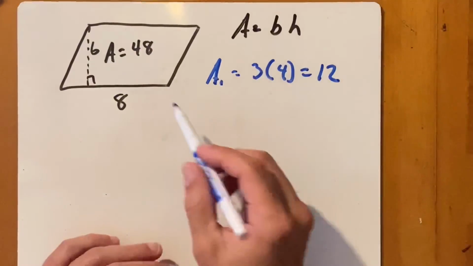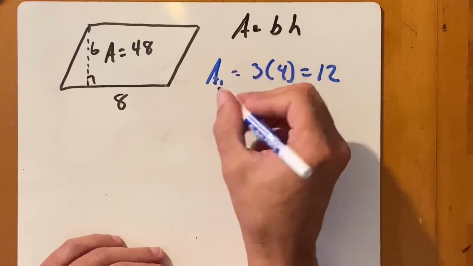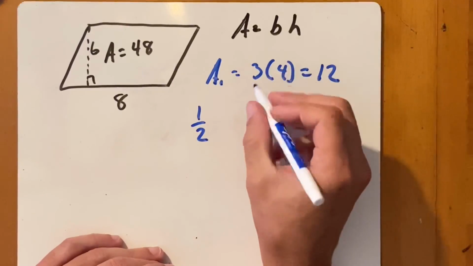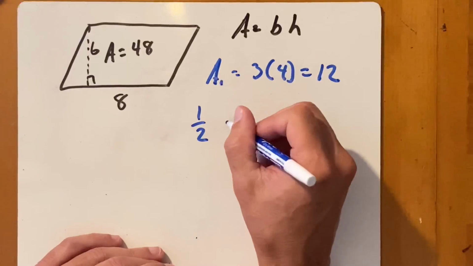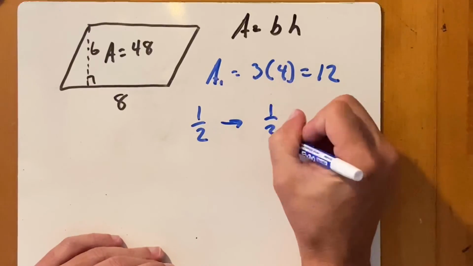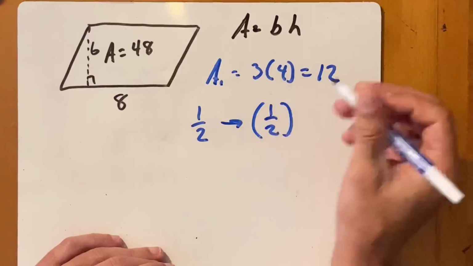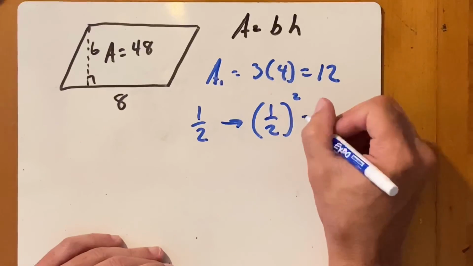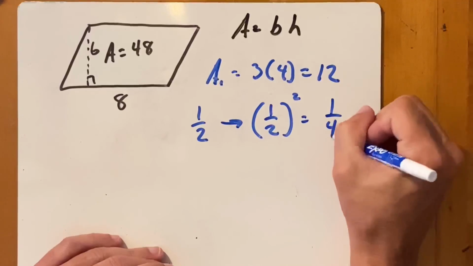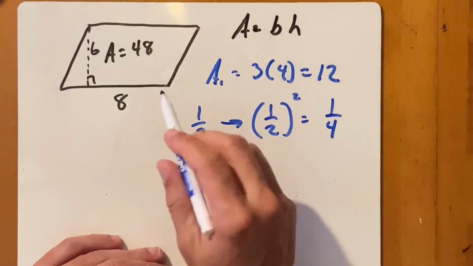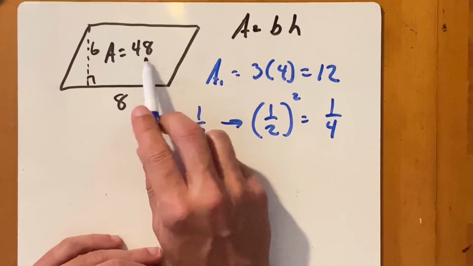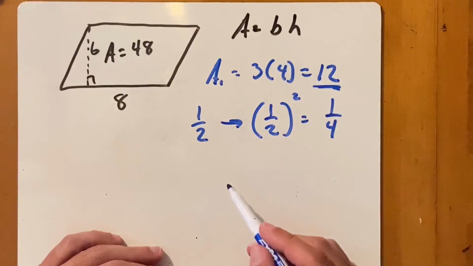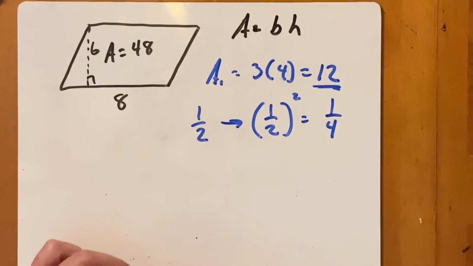So once again, if my scale factor is 1/2, then for the area, I'm going to multiply it by the scale factor squared, because remember, area is squared units. So if I square 1/2, then that's equal to 1/4. So does that work? Well, yep, 48 times 1/4 is equal to 12. All right, and the answer they were looking for was 12.